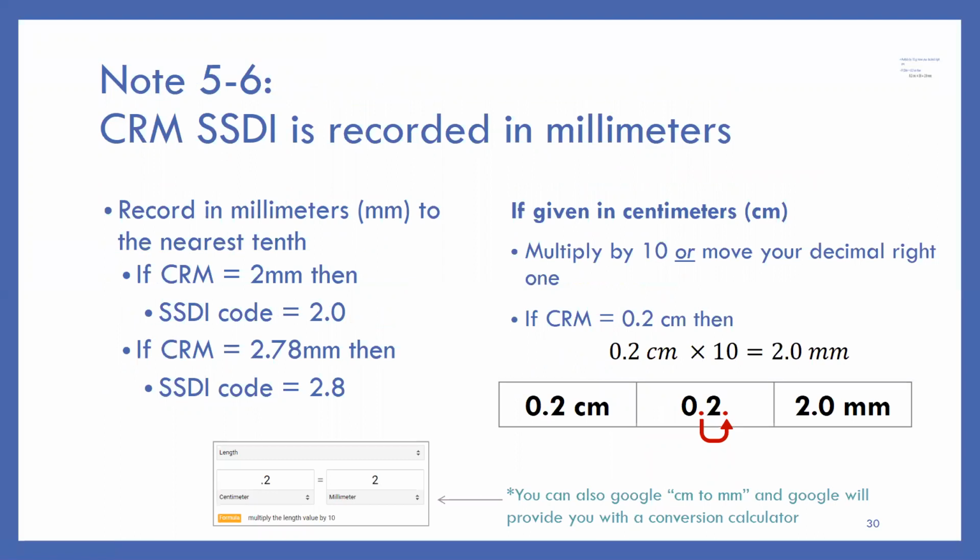And again, if you have trouble converting centimeters to millimeters, you can use the Google calculator that will convert for you. Or remember to just move your decimal over one unit to the right, and that will give you your millimeters. This is one area where I know it's sometimes easy to just grab the number that you have in the chart and not realize that they've given you centimeters instead of millimeters.